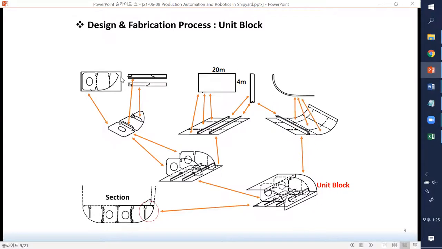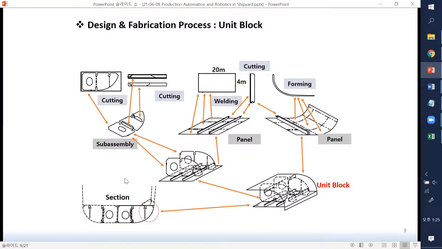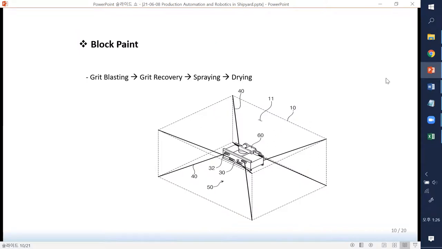The cutting, bending, and welding is the main process of steel structures. So cutting and forming and welding. And panel, sub-assembly and panel, and assembly, they call it, and then grand assembly, and then pre-erection is the way they are talking about. And block painting, this is a new idea.